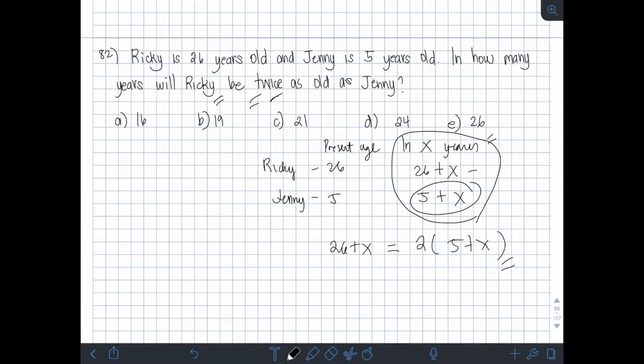So, ito yung equation natin para masolve natin si X. So, we have 26 plus X is equal to, so, distribute si 2. 2 times 5 is 10, plus 2 times X is 2X. So, isolate ko dito si X, transpose ko dito si 10. So, 26 minus 10 is equal to 2X minus X.